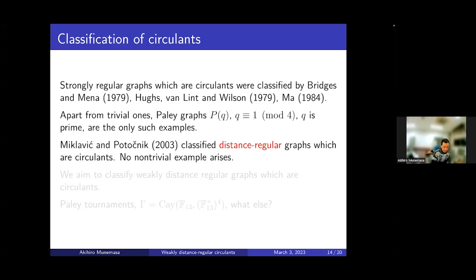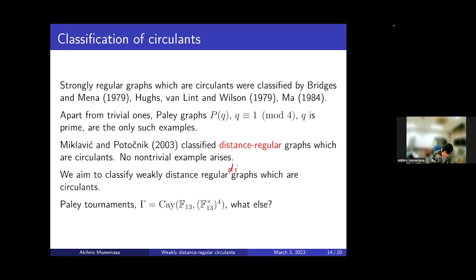So in this talk, we aim to present our result on the classification of weakly distance regular digraphs which are circulant. And we have tournaments, Paley tournaments on a prime number of vertices. And also this cyclotomic scheme on 13 vertices of index 4. That was an example. But what else do we have? Well, we have seen some examples, but I didn't mention whether they are circulant or not.